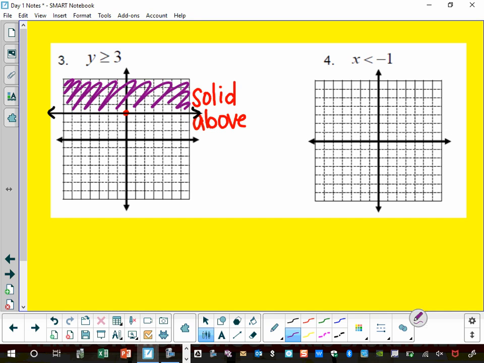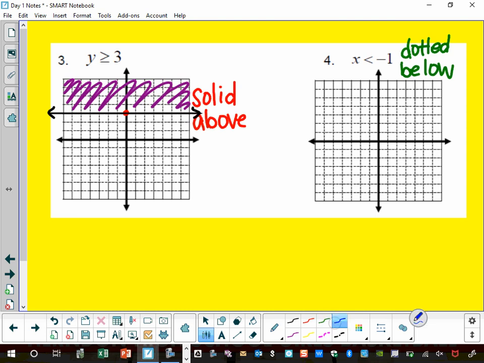All right, number 4. X is less than negative 1. Will it be a dotted or solid line? It'll be dotted because it's just less than, not less than or equal to. And will I shade above or below? Below. How do you know if it's above or below? Because if it's less than, I shade lower than the line. If it's greater than, I shade above the line.